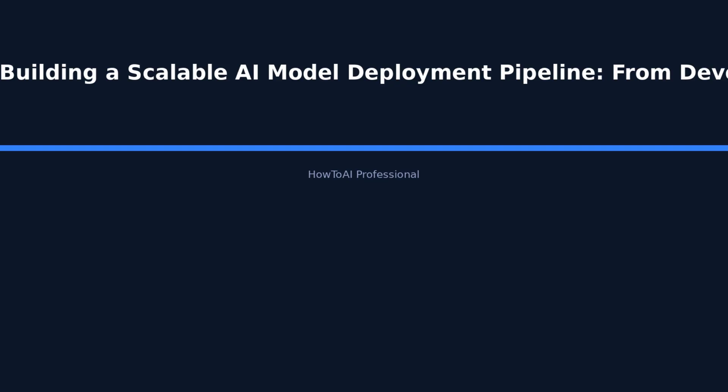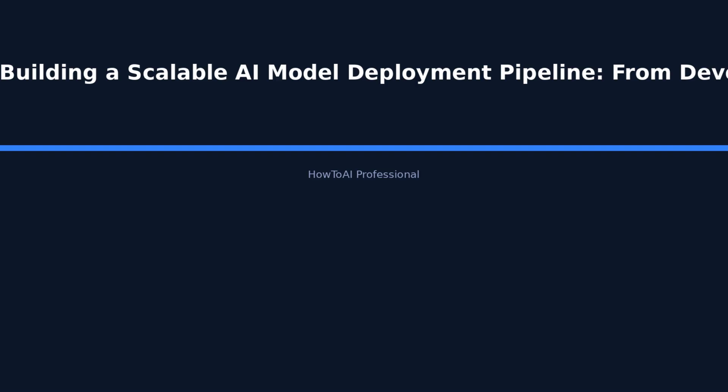5. Model evaluation. Once trained, you'll need to evaluate your model's performance using metrics relevant to your problem, such as accuracy, precision, recall, or F1 score. This step will help you understand how well your model is performing and whether it's ready for deployment.